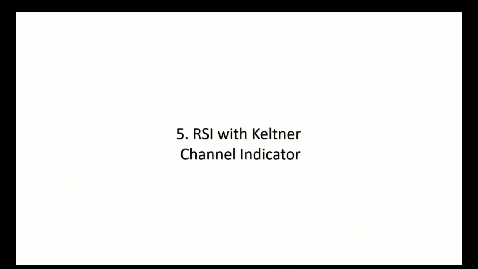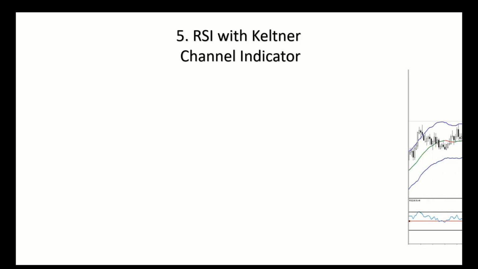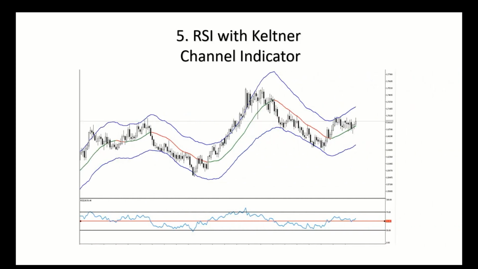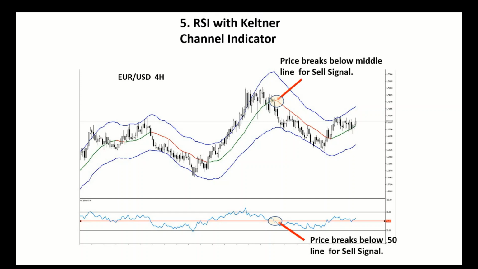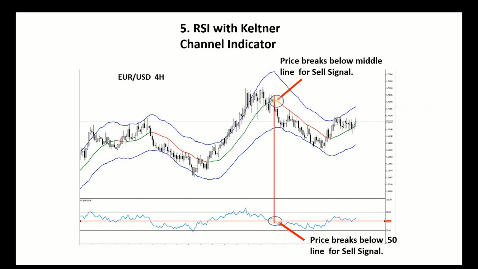5. RSI with Keltner Channel indicator. Keltner Channel with the RSI is another combination that helps in identifying trends. The buying rule for this strategy is: price breaks above the middle line of the Keltner Channel, and the RSI is above 50. When the price breaks below the middle Keltner Channel line and the RSI is below 50, it likewise gives a sell signal. When you enter the market, you place your stop-loss order below or above the recent swing high or low, as the case may be. You should use a trailing stop if you want to ride the trend as much as possible.